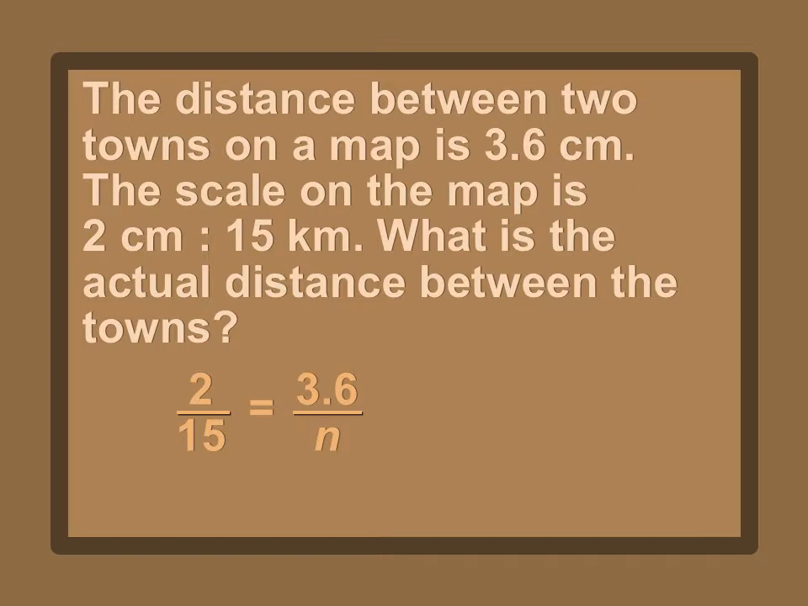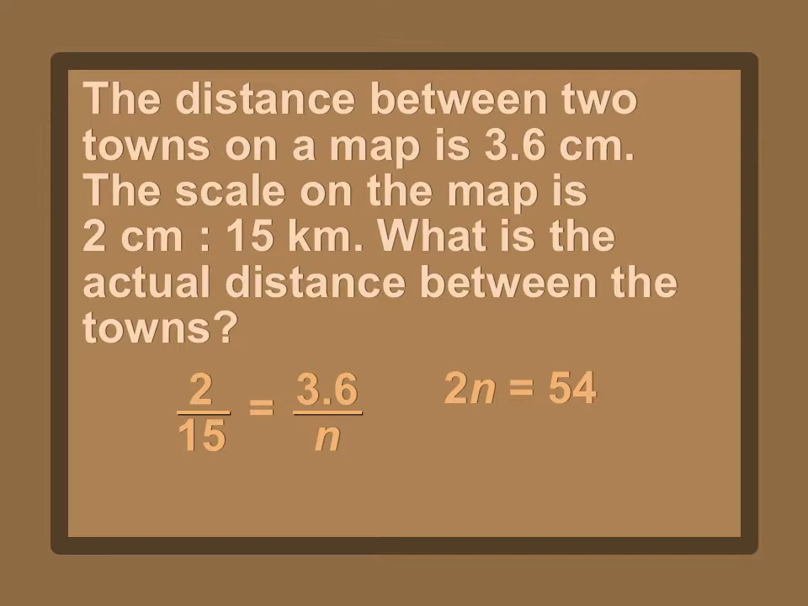The next part, the right-hand side, we have to put in our known and our unknown. For our known, we know that the distance between two towns on a map is 3.6. So 3.6 is talking about the map. So we want to put it in the same position as the map is on the scale. For the scale, they're talking about the map in the numerator, which means that we're going to put 3.6 in the numerator too. And our n, our unknown real life distance, is in the denominator, which is the 15 kilometers, which is also a real life number. Now that we have a proportion, we're going to solve.